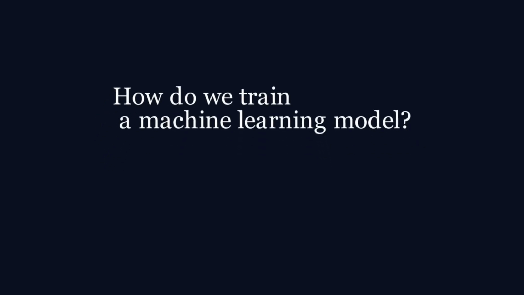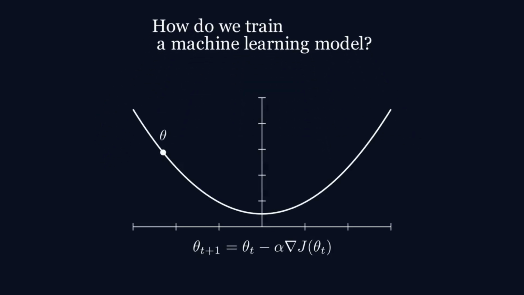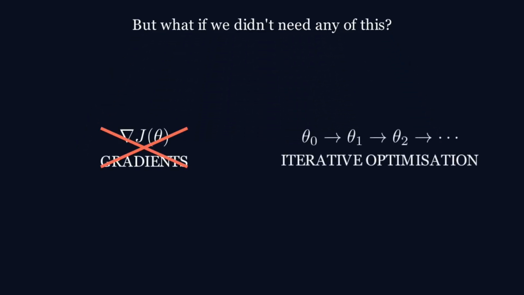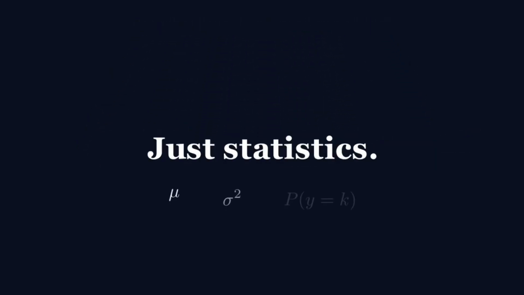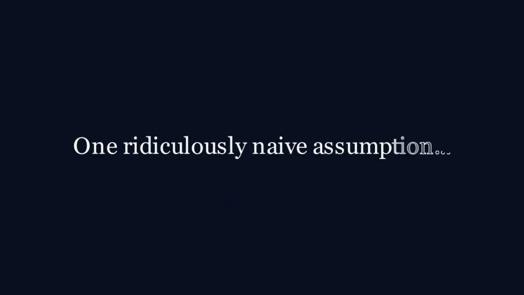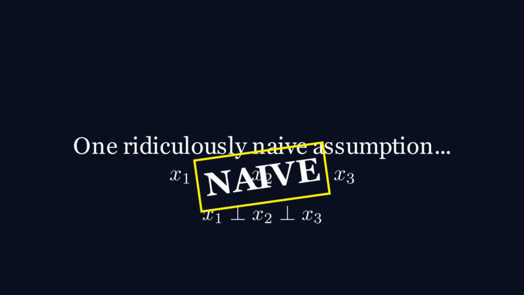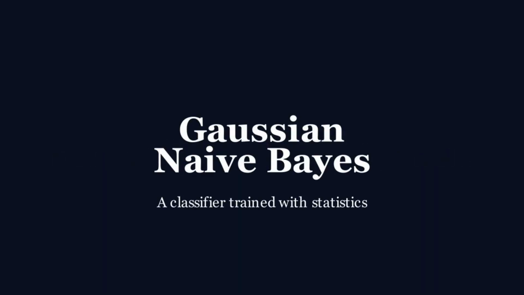Most machine learning models we've looked at are trained using calculus and gradient descent. But what if I told you we can build a classifier without either of them? No gradients, no iterative optimization, just statistics. And despite making one ridiculously naive assumption, it can work surprisingly well. This is Gaussian Naive Bayes, and in this video we're going to derive exactly how it works.